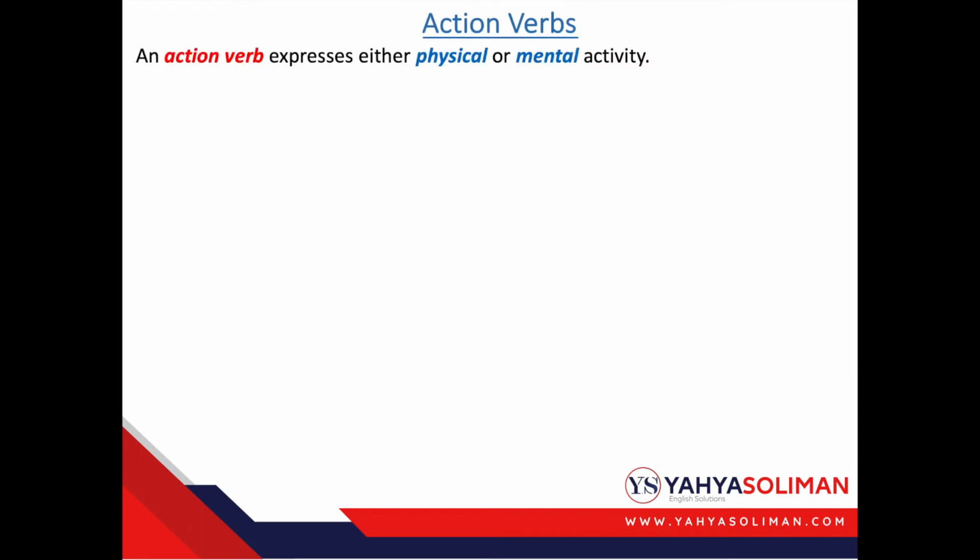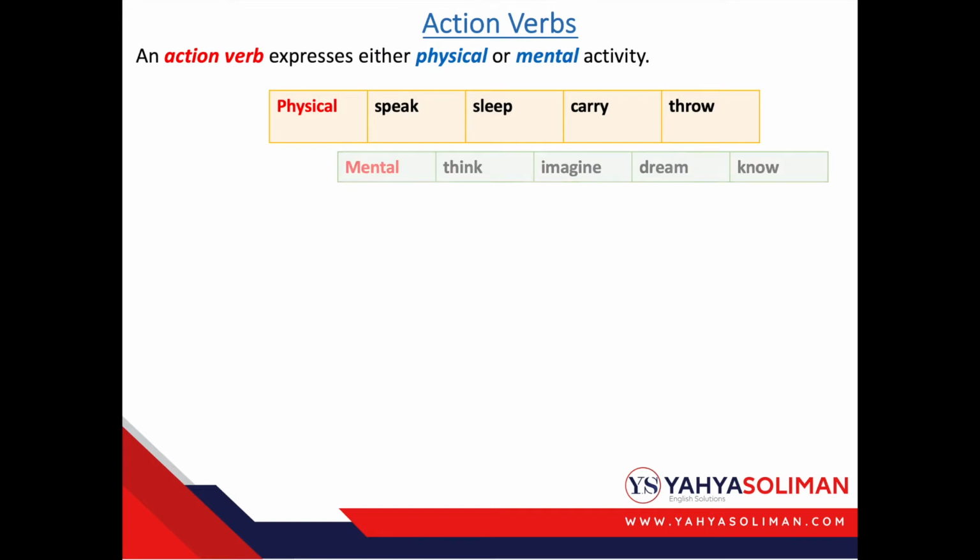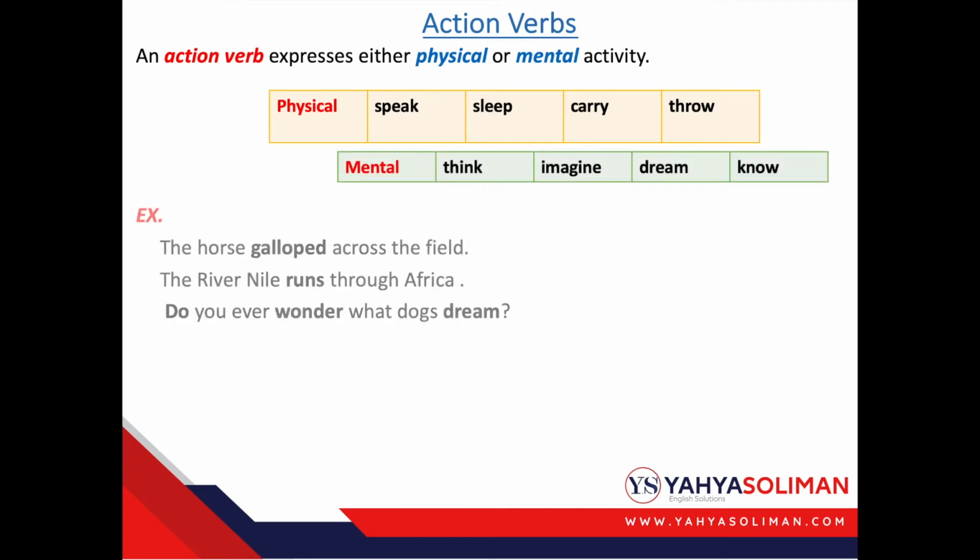Action verbs. An action verb expresses either physical or mental activity. Physical, like speak, sleep, carry, throw. Mental, like think, imagine, dream, know.